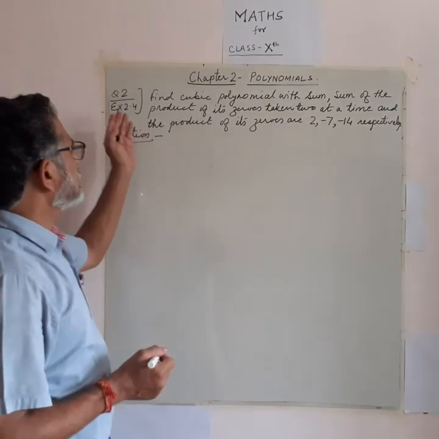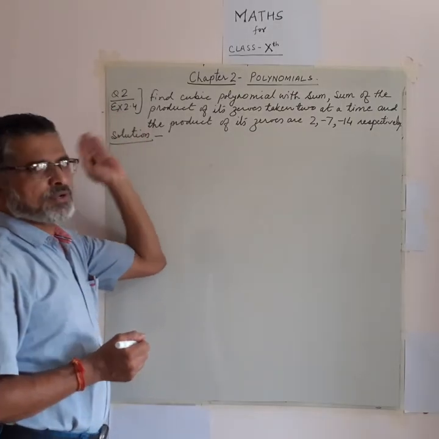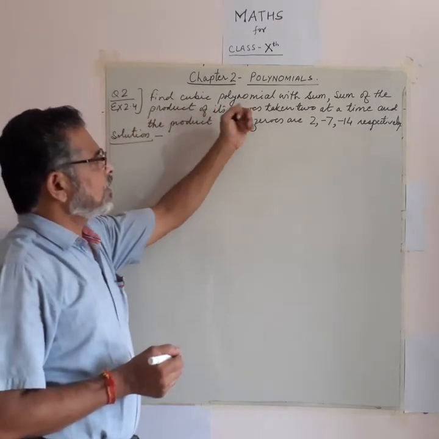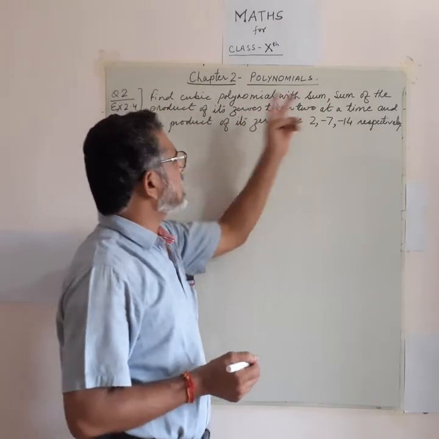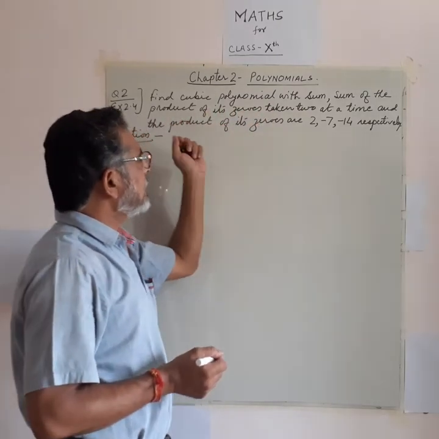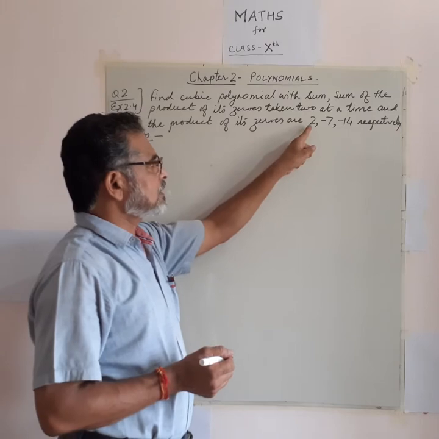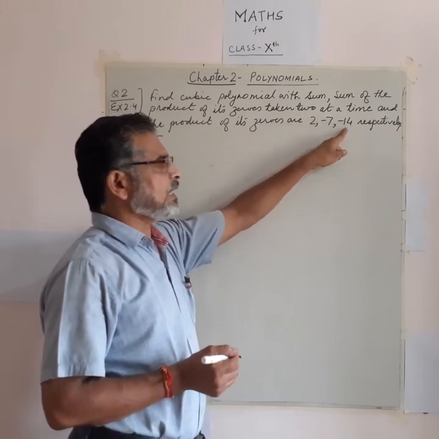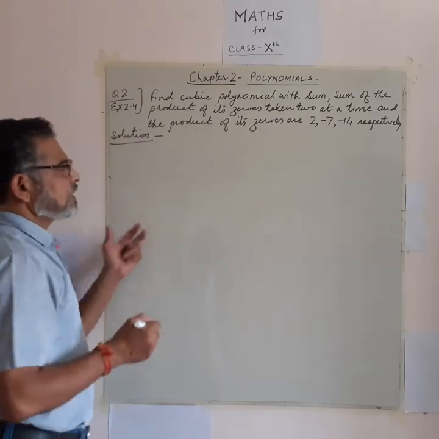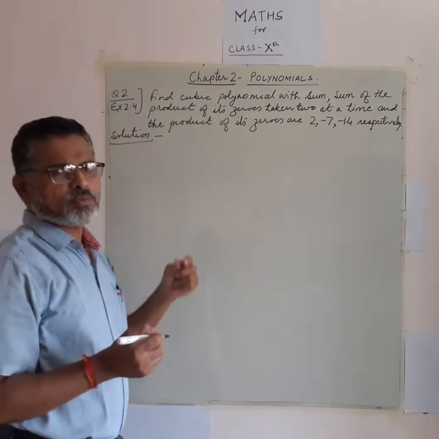Now here is question number 2 of exercise 2.4, where we have to find a cubic polynomial with the sum, the sum of the product of its zeros taken two at a time, and the product of zeros being 2, minus 7, minus 14. So to solve this, first we assume the zeros of the polynomial.